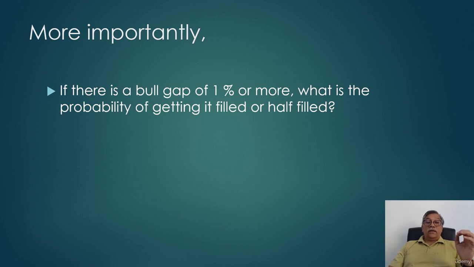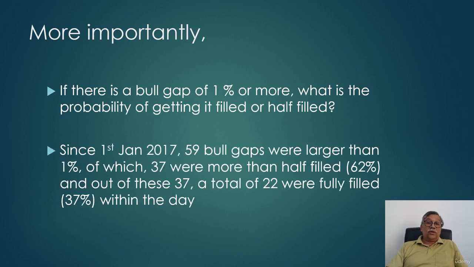But let us talk of half filled first before we go on the bearish side. Half filled, 50% filled. Suppose there is a big gap, 1% gap. Will it come to 0.5% level so that your loss is reduced? Okay. So this is last 5 years.